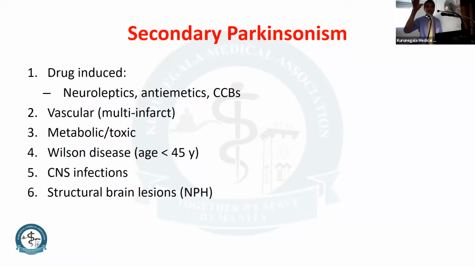Vascular: if you have ischemia, infarcts in the brain, in the region of the basal ganglia, you will get Parkinsonism. Metabolic causes, toxic causes. Wilson disease in any young person. Wilson disease is a treatable condition. It's a copper deposition, so it is treatable. So please, you have to diagnose Wilson disease in any patient who has Parkinsonism below the age of 45. So young onset Parkinsonism, never ever forget Wilson's disease. CNS infection like encephalitis, especially Japanese encephalitis, you get Parkinsonism. Structural brain lesions like normal pressure hydrocephalus can present with Parkinsonism. So that's the list of secondary Parkinsonism.